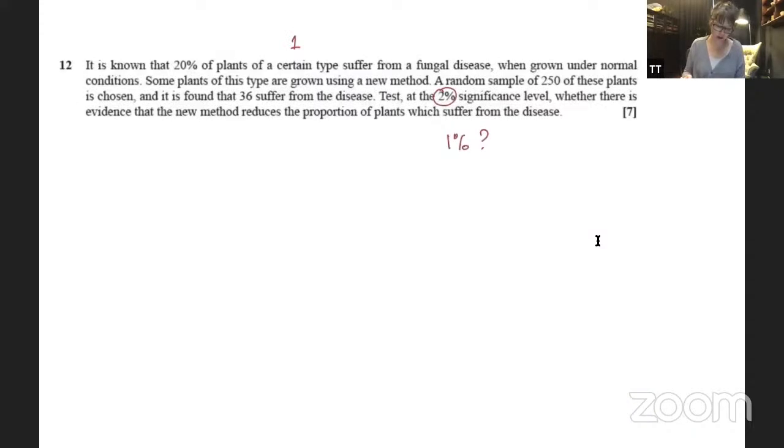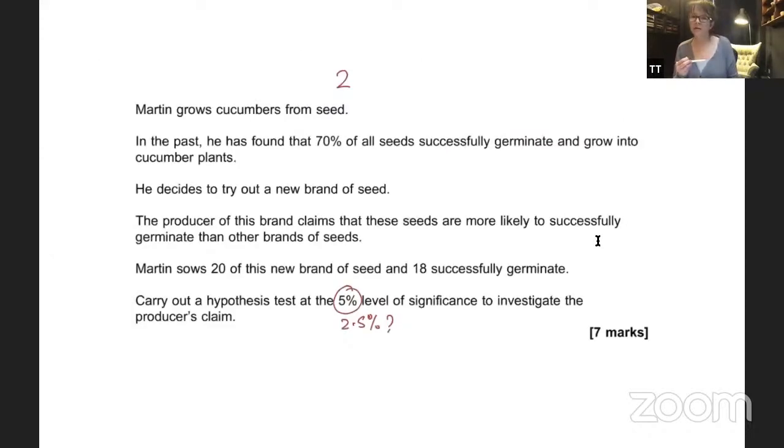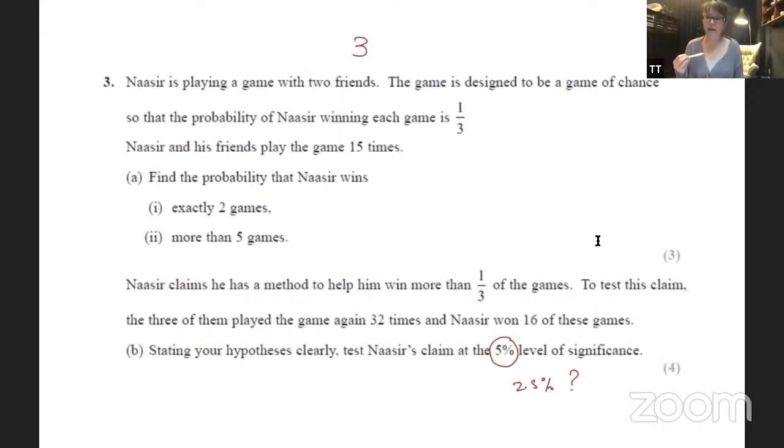Okay, would you like plants with a disease? Or would you like Martin growing cucumbers? Oh, lots of votes for Martin so far. Or would you like Nasir playing a game? Martin growing seeds. Martin's very popular, okay.